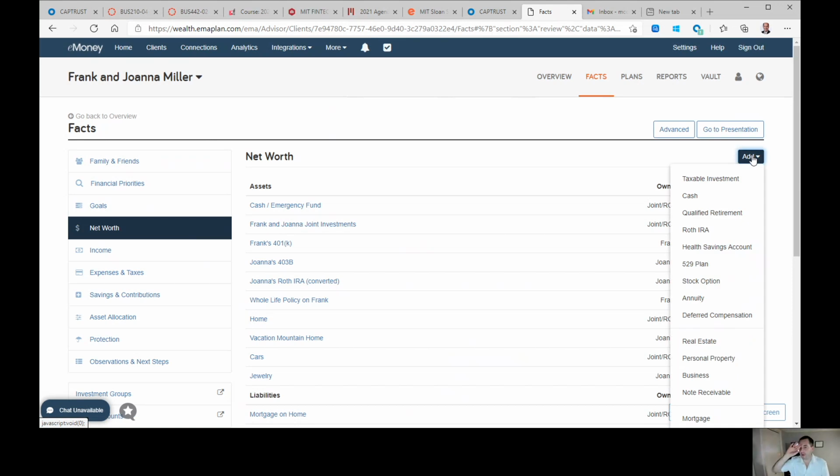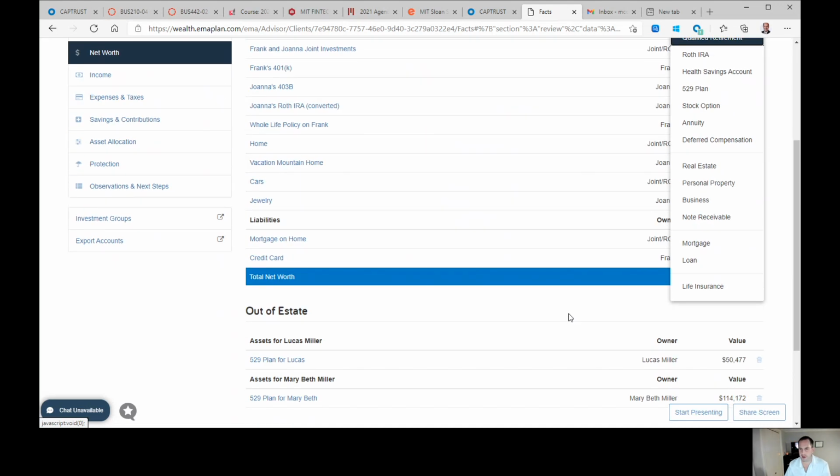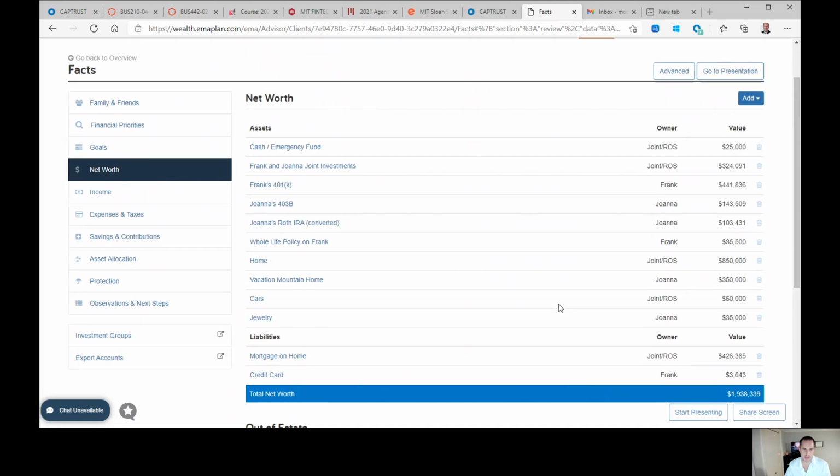You can also use this tool to add new information, new taxable investment account, new qualified retirement. That's an IRA, 401k. Then you also have Roth, health savings account, stock options, annuities, deferred compensation. You could have a pension plan, it's part of your net worth, but you might not get it for a series, until a period in the future. Real estate, personal property, business, notes receivable, mortgage, regular loan, any kind of asset, you can pretty much input that here as part of their financial plan.